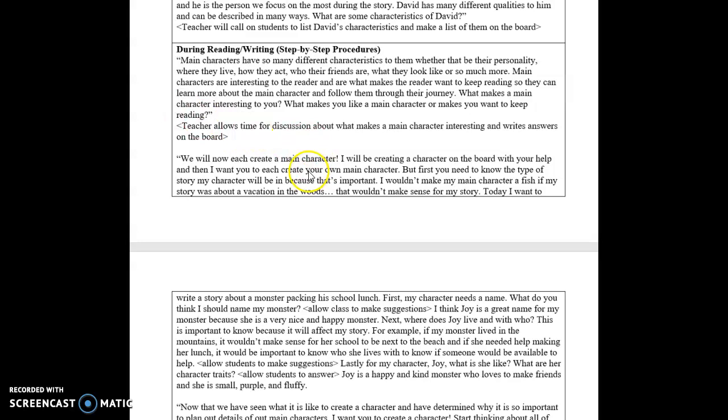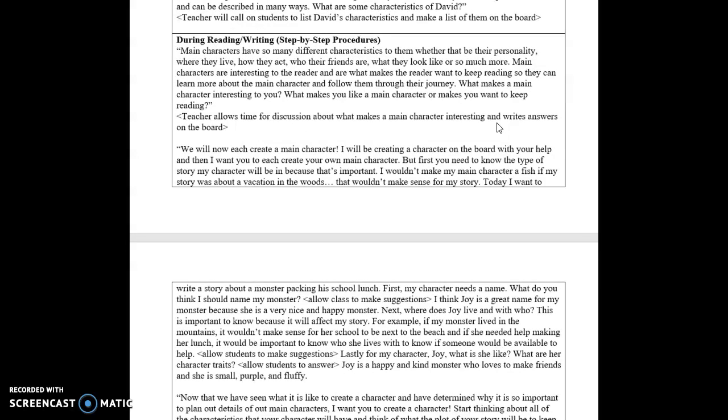Again, I would allow time for a class discussion on this, and for the kids to really just get their thoughts out on why they think a main character is interesting. This will just get their thoughts flowing about what makes a main character interesting. Therefore, when they go to make their own character, they will have this at the forefront of their minds.